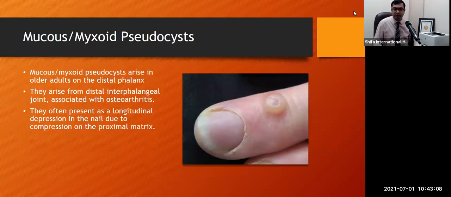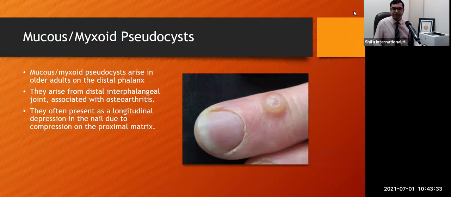Now, digital myxoid pseudocysts or cysts, they need to be cut out as well. They can be in the nail area as well. So nail matrix, if they are pressing on the nail matrix, the problem is the nail growth. And sometimes in adults, they can be associated with osteoarthritis, but again, surgical excision is the treatment of choice for them.